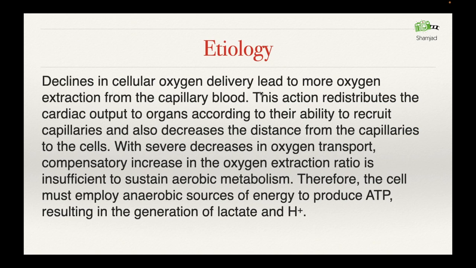Declines in cellular oxygen delivery lead to more oxygen extraction from the capillary blood. This action redistributes the cardiac output to organs according to their ability to recruit capillaries, and also decreases the distance from the capillaries to the cells. With severe decreases in oxygen transport, the compensatory increase in the oxygen extraction ratio is insufficient to sustain aerobic metabolism. Therefore, the cell must employ anaerobic sources of energy to produce ATP. It will result in the generation of lactate and hydrogen ion.